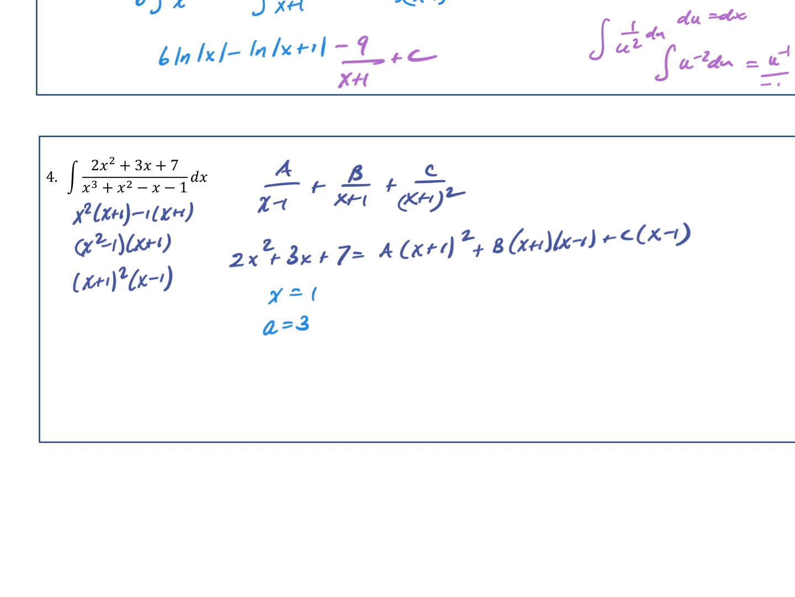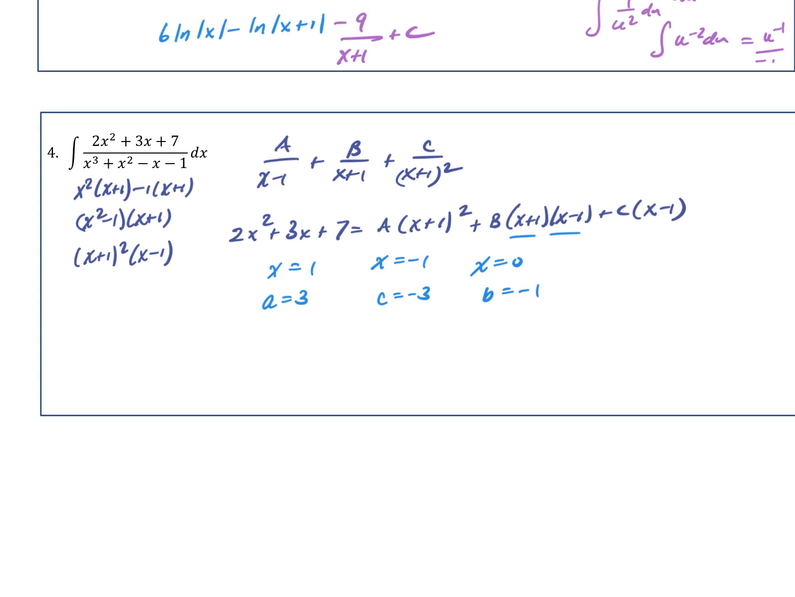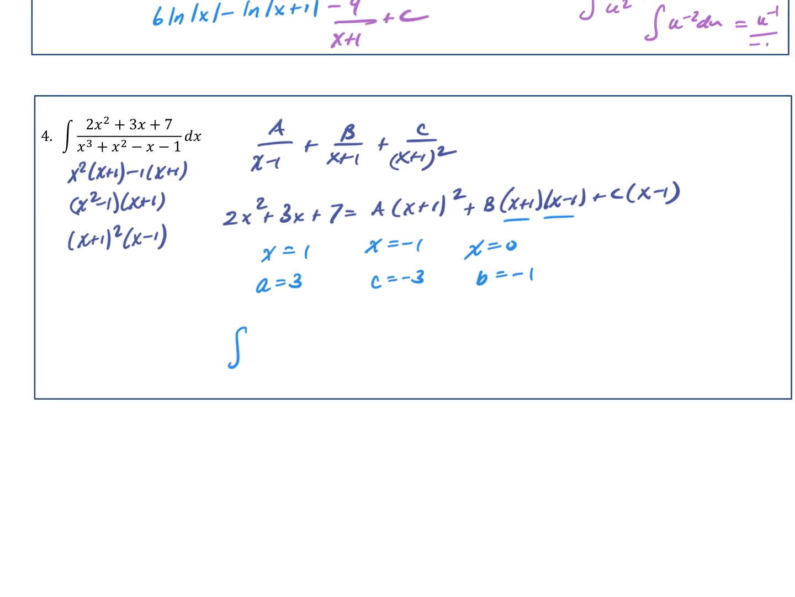I'm going to let x be -1. So I'm just picking the zeros. Okay, I've got -1 and 1. C is equal to -3. And then you can pick anything else for x. In this case, I'm going to let it be 0, which gives me b, which is -1. So we're going to integrate. We get 3 over x minus 1. Then minus integral of 1 over x plus 1. And then 3 over x plus 1 squared dx.